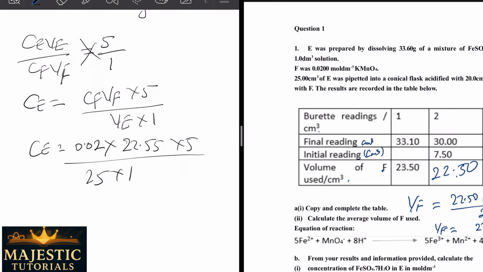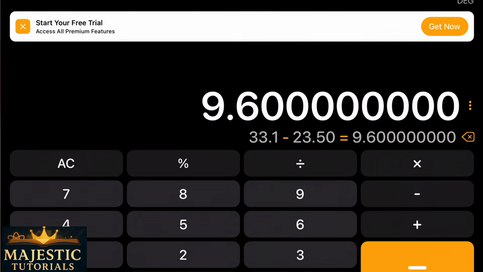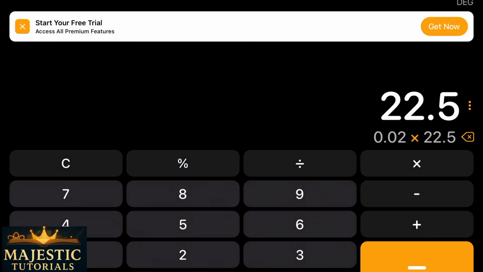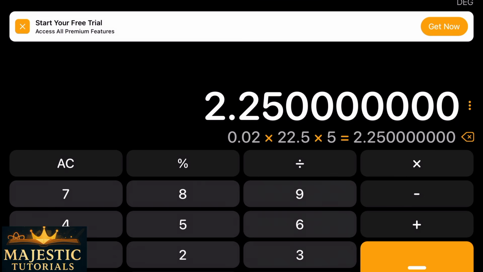So we do correct substitution. If you wrongly evaluate your answers here, mathematical error, what we call AE, arithmetic error, you still lose mark. So you carefully press the value we have, 0.02 times 22.55 times 5, okay. 0.02 times 22.55 times 5 is equal to 2.50.